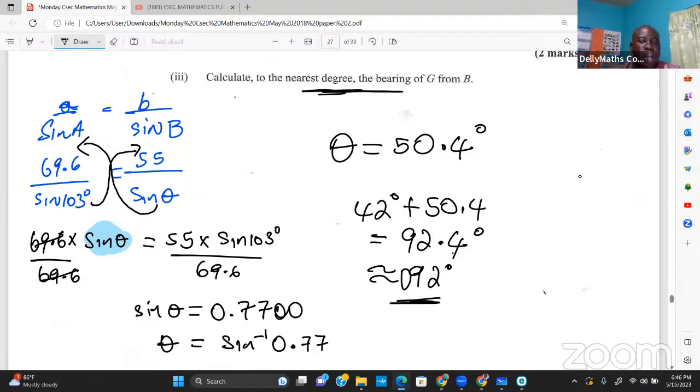Hope everybody sees what's going on there. Originally we got this, but the question said the nearest degree. Because the 0.4 does not reach 5, we have to round down to 92. I'm using the 3-digit system and saying 092 because bearings are normally given like that. So that's that. The bearing question is finished.